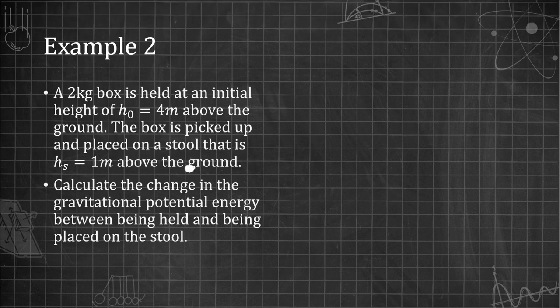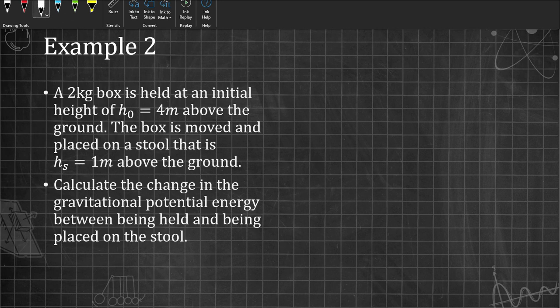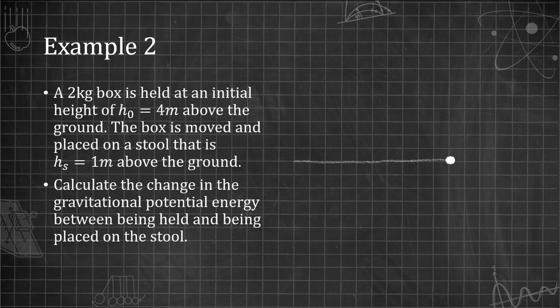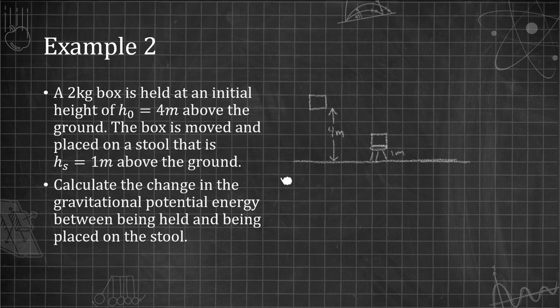Now for our second example, we'll take a look at changing the height from that 4 meters to some other height that's not equal to 0 to make it a little bit more interesting. So we take that 2 kilogram block or box and we move it from that height of 4 meters and then we place it on a stool that's 1 meter above the ground. And we want to calculate the change in the gravitational potential energy. So we know that the box is starting at a position y initial equals 4 meters, and it's going to end at some final position y_f equals 1 meter. So our delta y here is negative 3 meters.